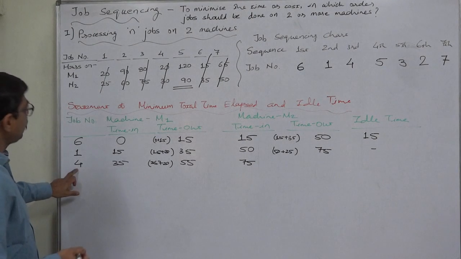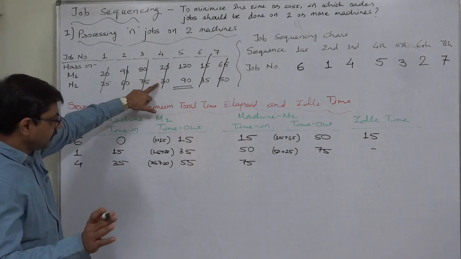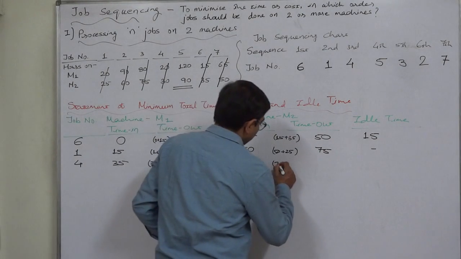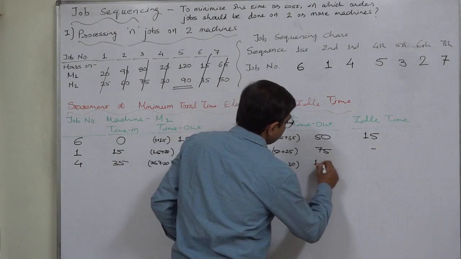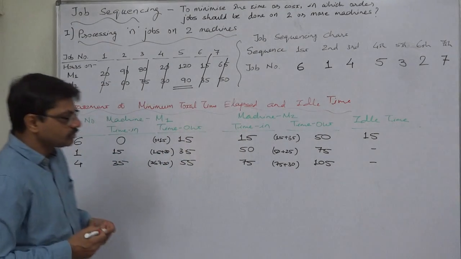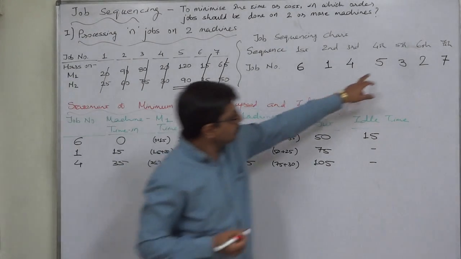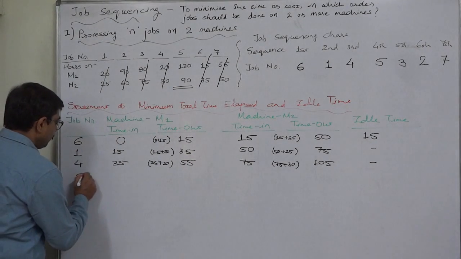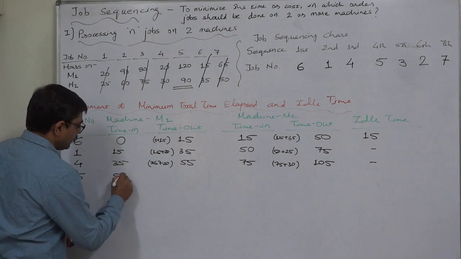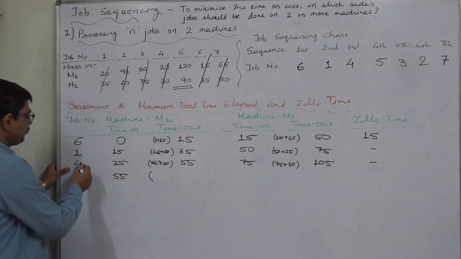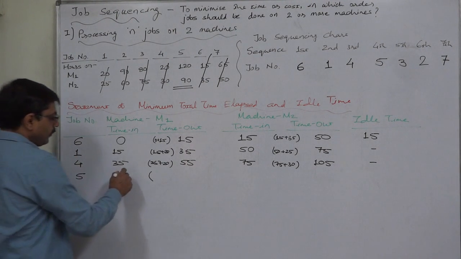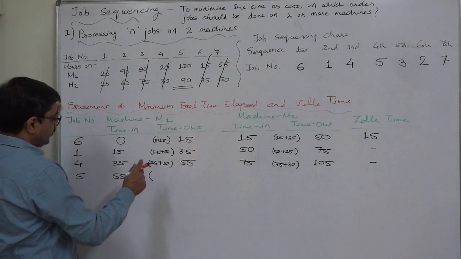Now job number 4 requires 30 hours on machine 2. So 75 plus 30 is 105. That will be the time out for job number 4 on machine 2. No idle time, because the machine was not waiting. Now our next choice is job number 5. Its time in on machine 1 will be 55, because at the end of the 55th hour, machine 1 has completed job number 4. So machine 1 can now take job number 5 at the end of the 55th hour.